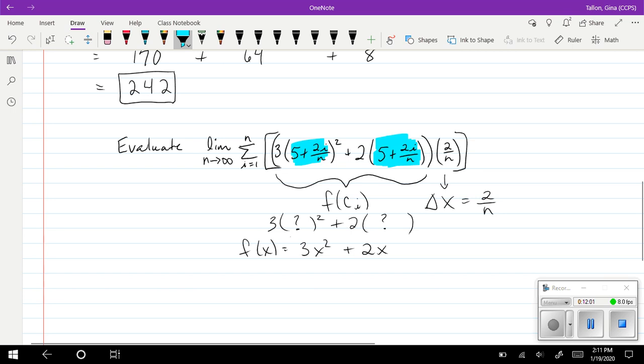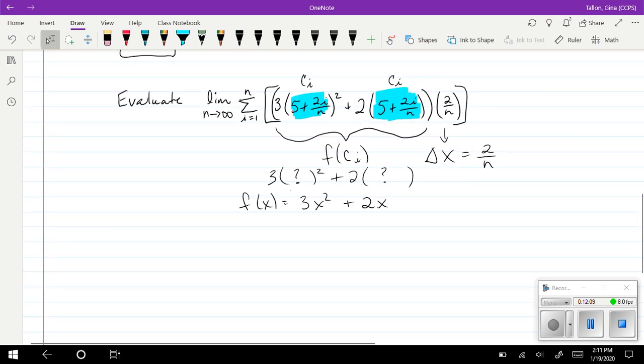So let me write that down as well. This is my c sub i, this is my c sub i. And I know that my c sub i is a plus i delta x. And since the c sub i right there is given as 5 plus 2i over n, it follows that the a is going to equal 5. It's pretty simple. Whatever that first number is, that's where you're starting on your interval. So my a is definitely equal to 5.